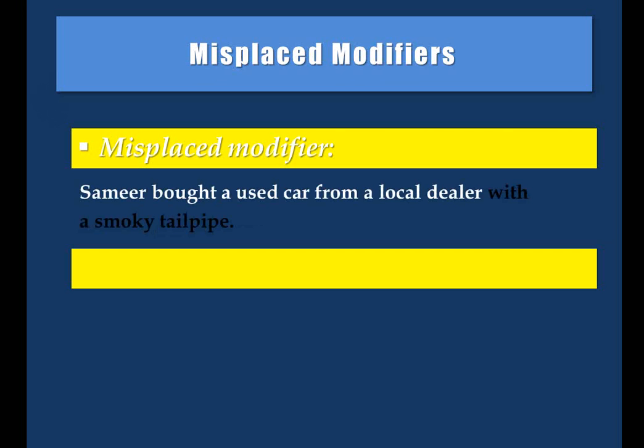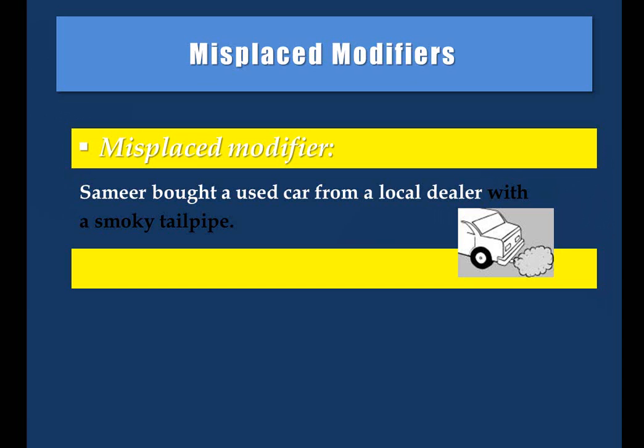Let us look at the sentence. Sameer bought a used car from a local dealer with a smoky tailpipe. Do you find something wrong with the sentence? Yes. With a smoky tailpipe, does it modify the local dealer or should it modify the used car? Yes, definitely it should not refer to the local dealer. It should refer to the used car. But with the position of the words, with a smoky tailpipe, it seems as if it is modifying the local dealer and not the used car.